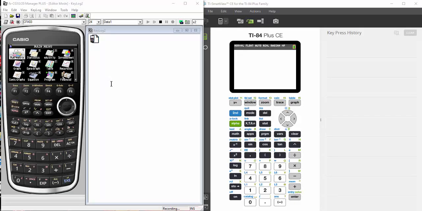Hi, this is Karen Greenhouse, and today I'm going to show how to find the roots of a quadratic equation on both the Casio Prizm calculator and the TI-84 Plus CE so that you can see the differences.